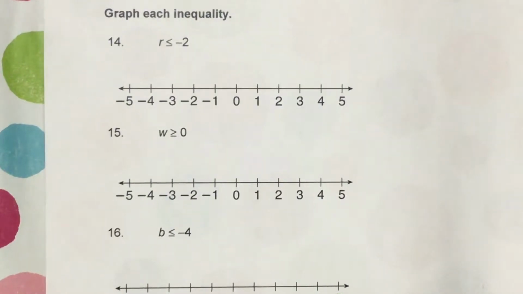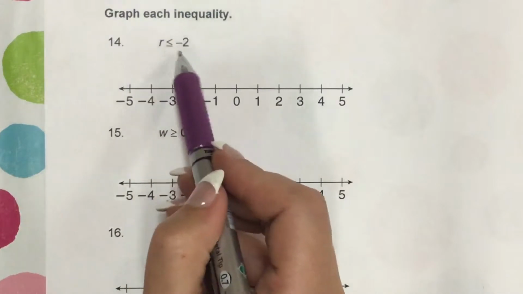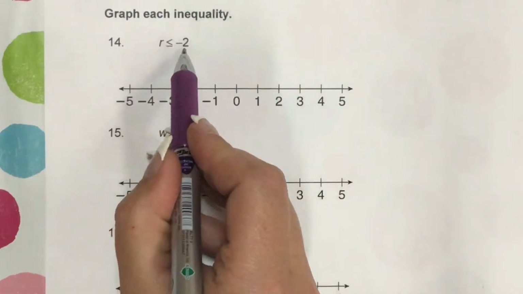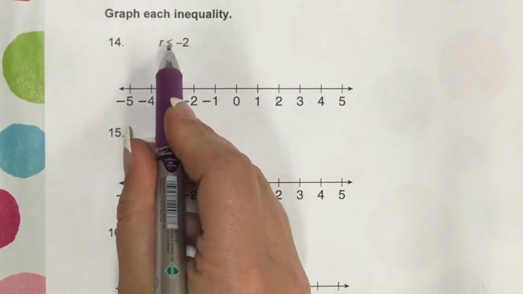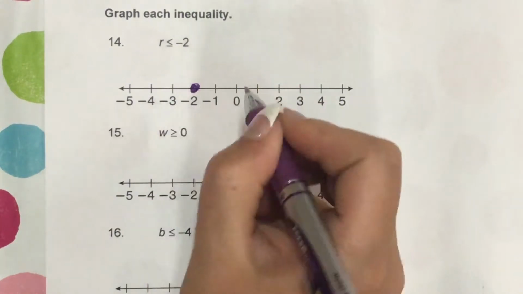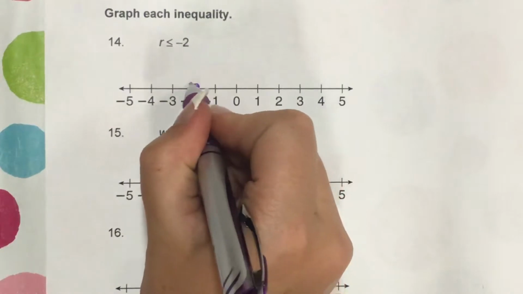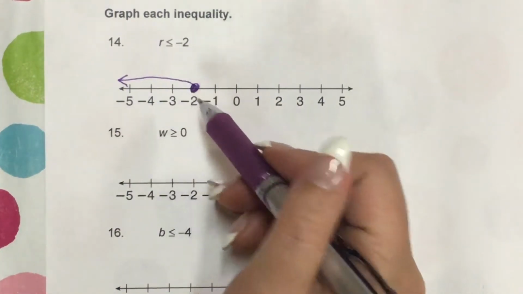All right, we're back. Let's go ahead and see how you did. So problem number 14, we have r is less than or equal to -2. So we need to go to -2 and figure out what circle. This is going to be a closed circle because the solutions do include -2. And it says r is less than or equal to -2. So that would be all the numbers that are this way. Okay, if you got that right, great job.